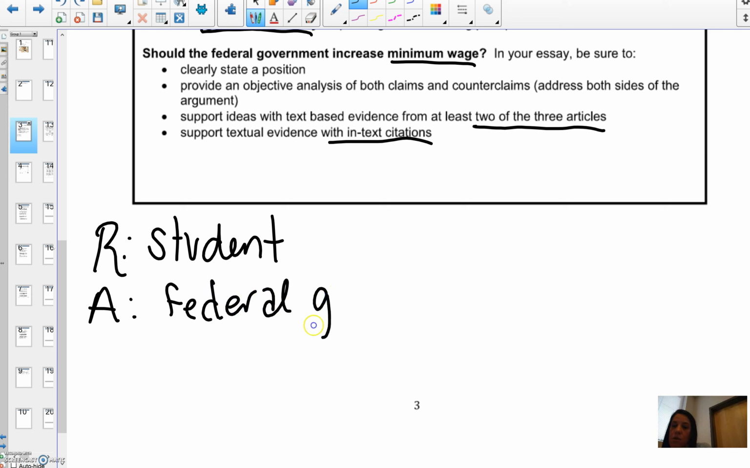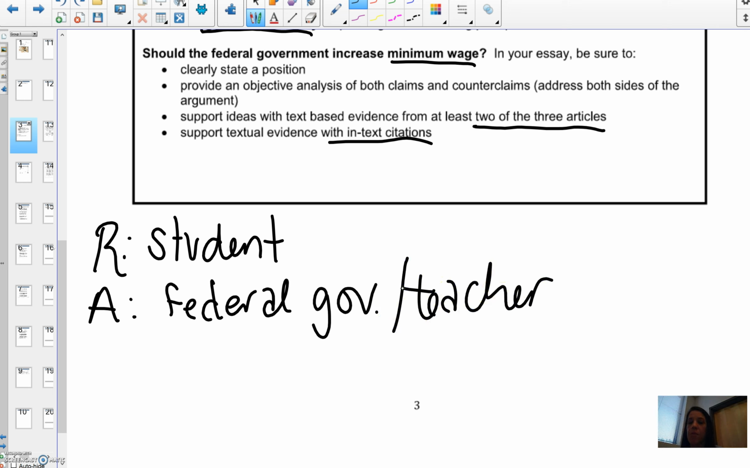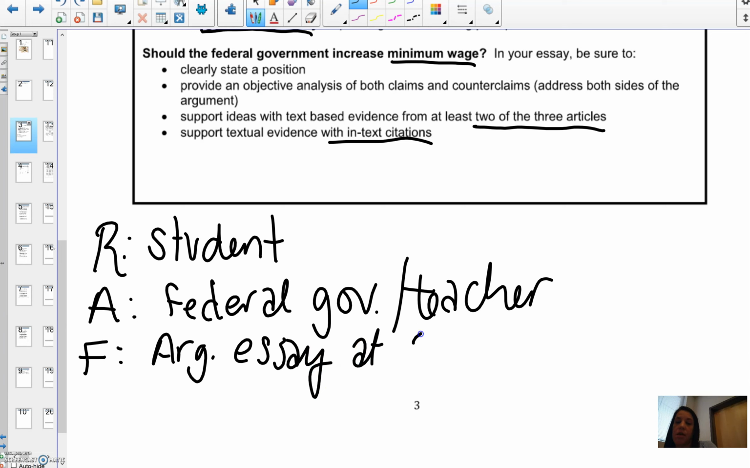Sometimes it'll tell you. In this one, it does not. If it doesn't tell you, just remember you're writing to a teacher, okay? Format is an argument essay, and it needs to be at least 4 paragraphs, like we said before. Okay, your topic is minimum wage. So that's what we're writing about.